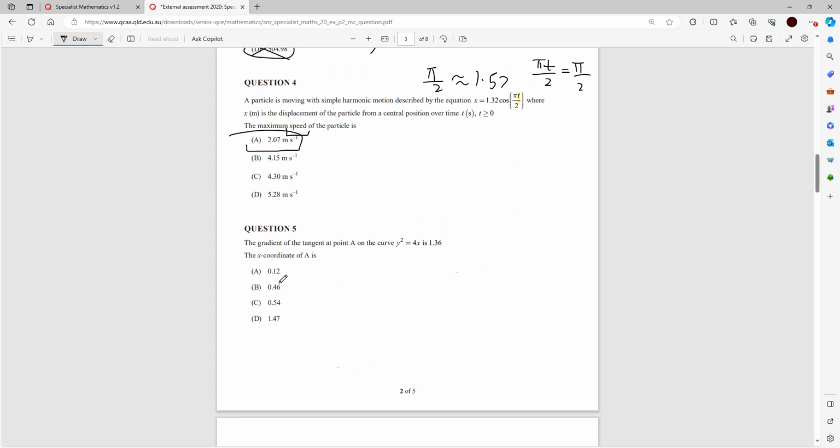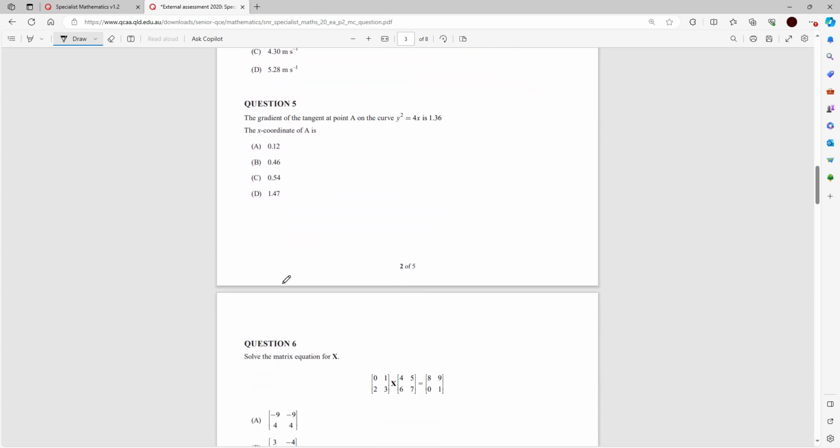Alright, question 5. The gradient of a tangent at the point A on the curve y squared equals 4x is 1.36. The x coordinate of A is... okay, so this is pretty much saying dy/dx at point A is going to be 1.36. So in other words, we need to find dy/dx. So we have our equation here.